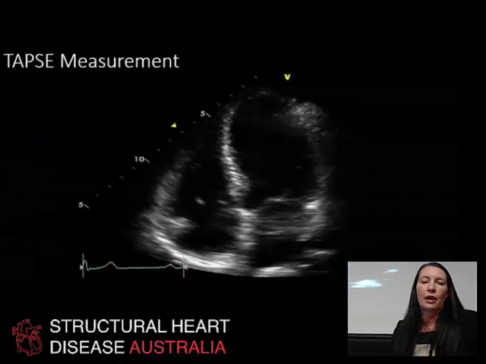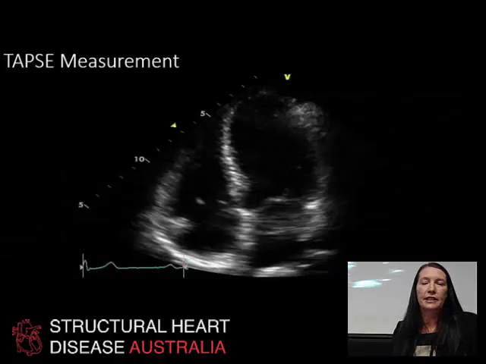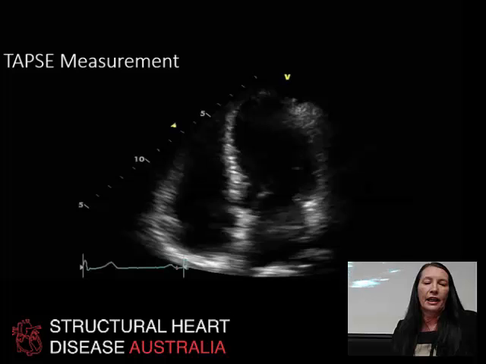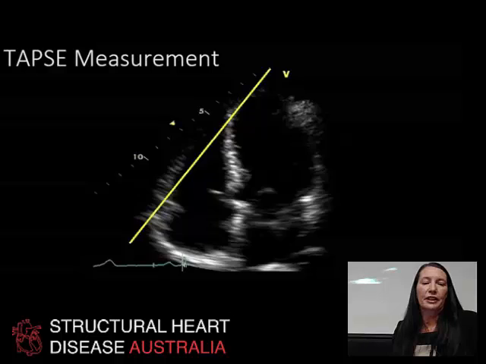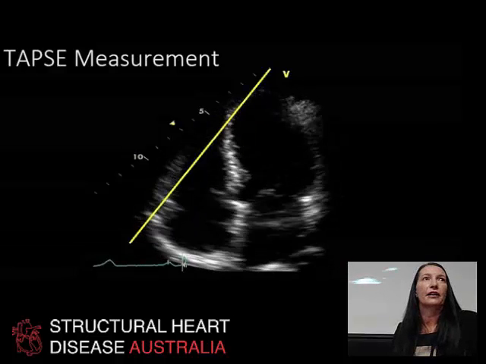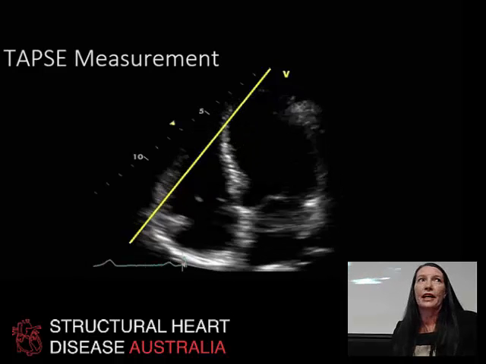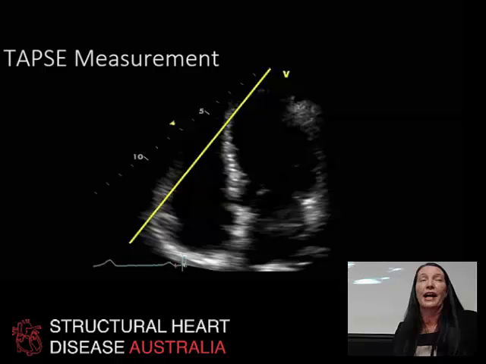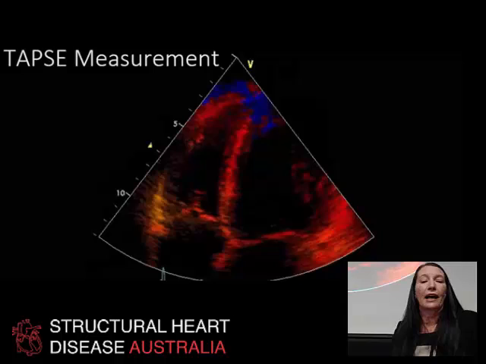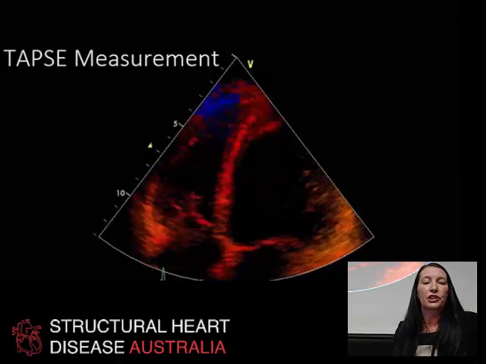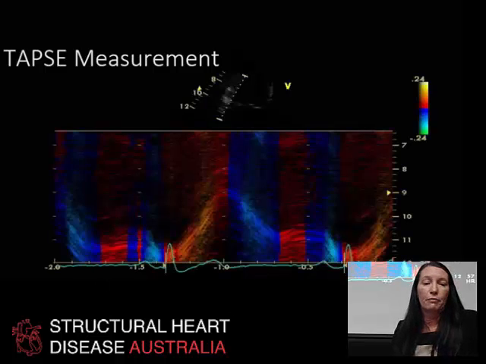So how do we measure it? We get an RV-focused view, and very often this means moving your probe in towards the centre of the chest to get the RV in a better view. We line up the motion of the annulus with our cursor and make sure that the annulus is actually tracking along that cursor. If you try this in your labs, if you're not already doing it, there is wide variation in how that annulus tracks, and it often needs to be repeated to get an accurate measurement. You can put colour over it as well, and this helps you determine which is systole and which is diastole on the colour M mode.